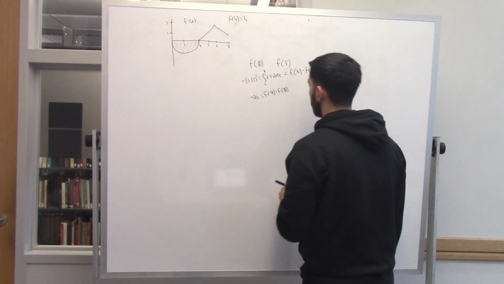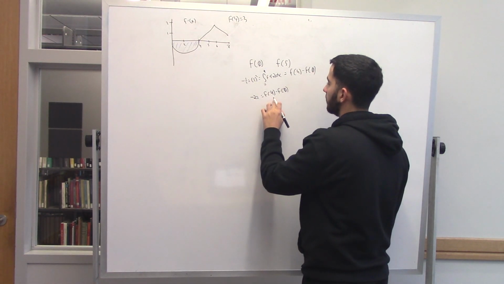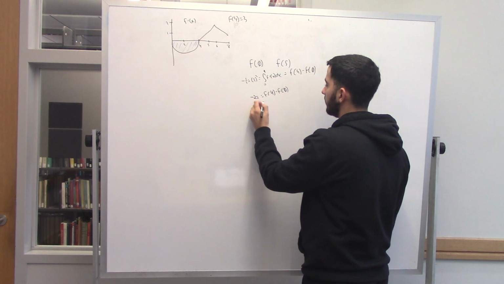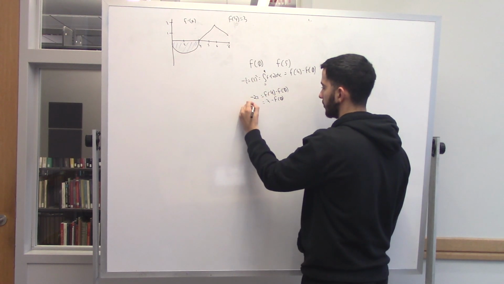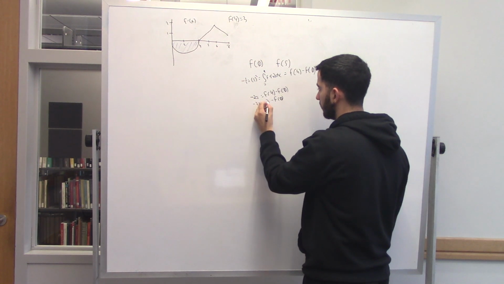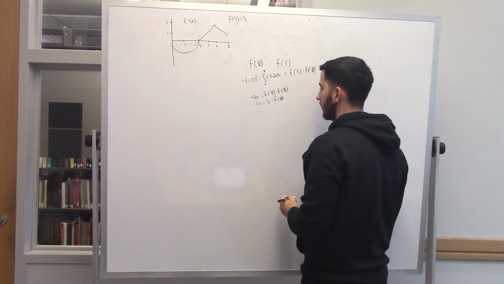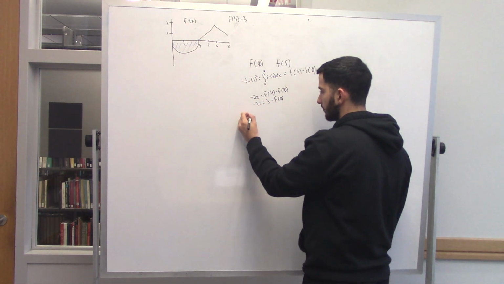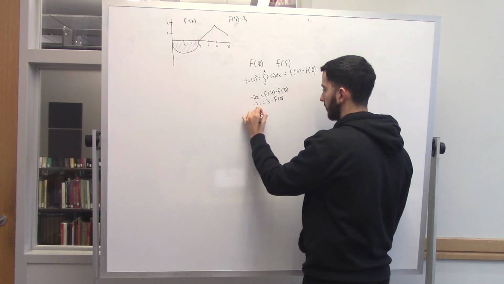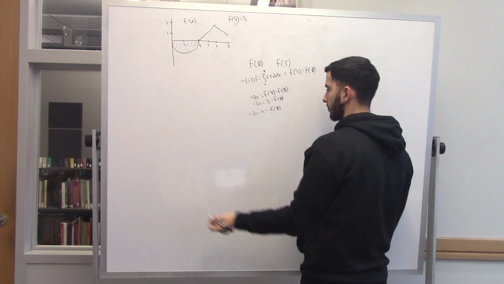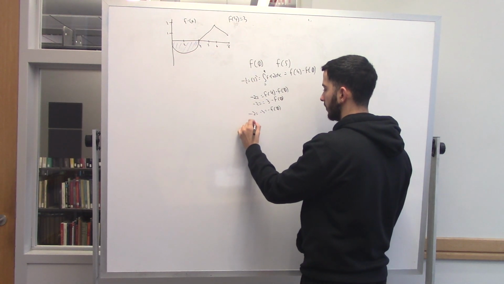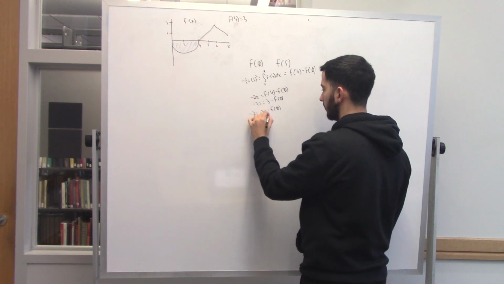Okay? Now remember, f of 4 equals 3 from what they told us. Alright, now let's subtract 3 from both sides. You get negative 2 pi minus 3 equals negative f of 0. Multiply both sides by negative 1, you get 2 pi plus 3 equals f of 0.